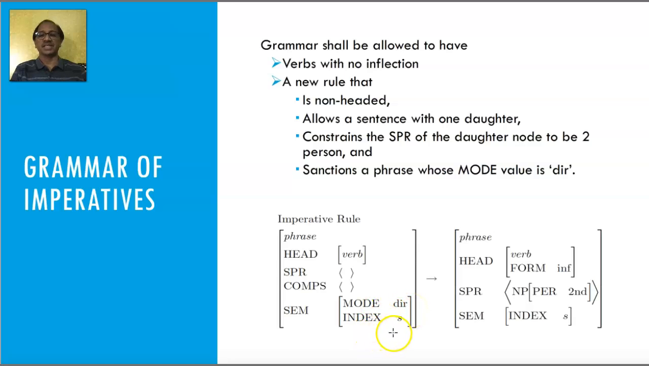Right, so what do we understand from this rule? This rule just says that the projection of the verb phrase is a verb phrase with empty specifier and comps values and with a mode value directive. This rule will sanction now imperatives. Let's look at a structural description of an imperative sentence.